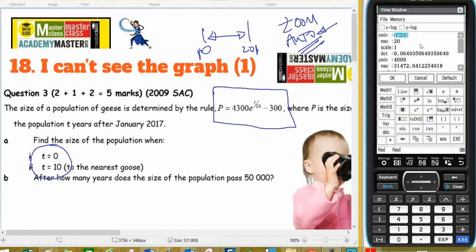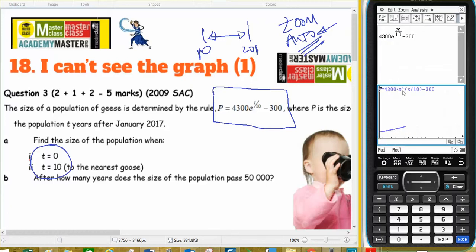If I go and look at my numbers, my y's go from 4,000 to 31,000. So I'm going to make that 0. And I'm going to make that 35,000. And there I can see a nice little graph.